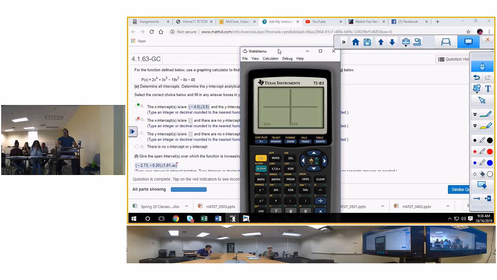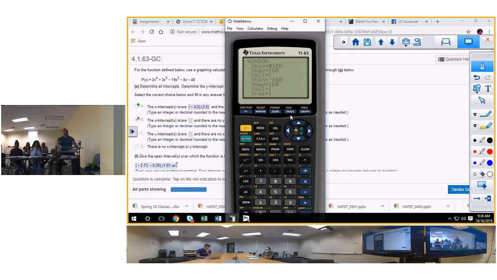So I'm going to make my y, let's go to window. I'm going to make my y negative 100 to maybe positive 50. And then, I don't know, y max, I'm going to try negative 10 to positive 10. I have no idea what it's going to look like, but I'm just trying to see.